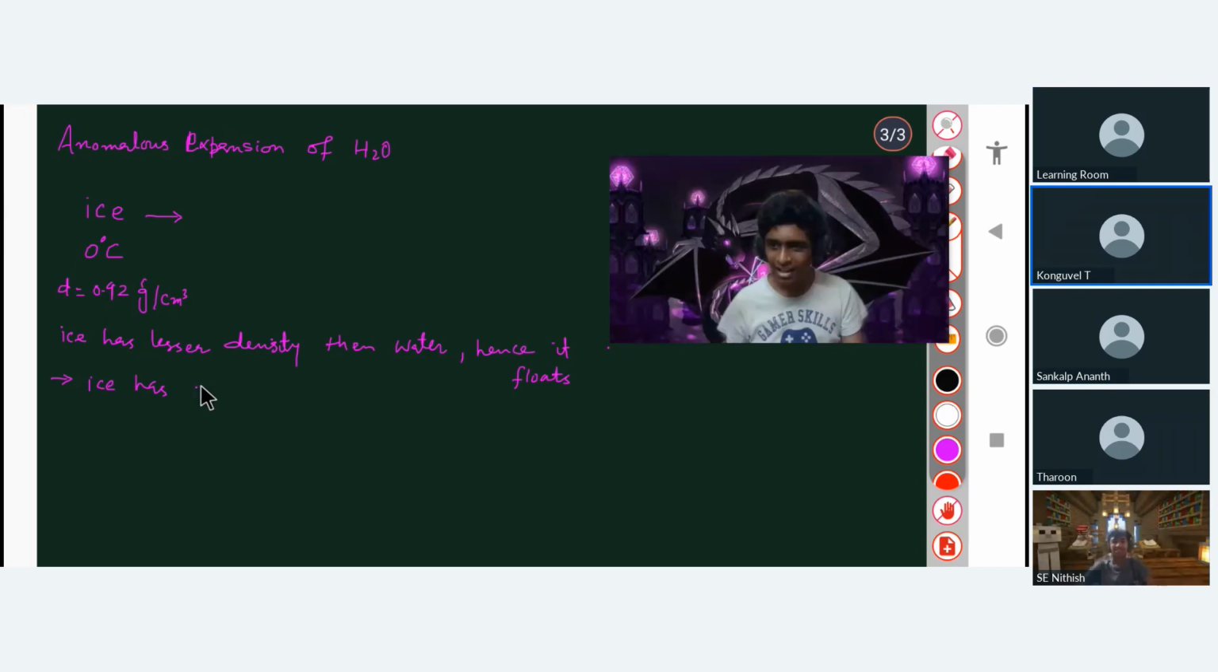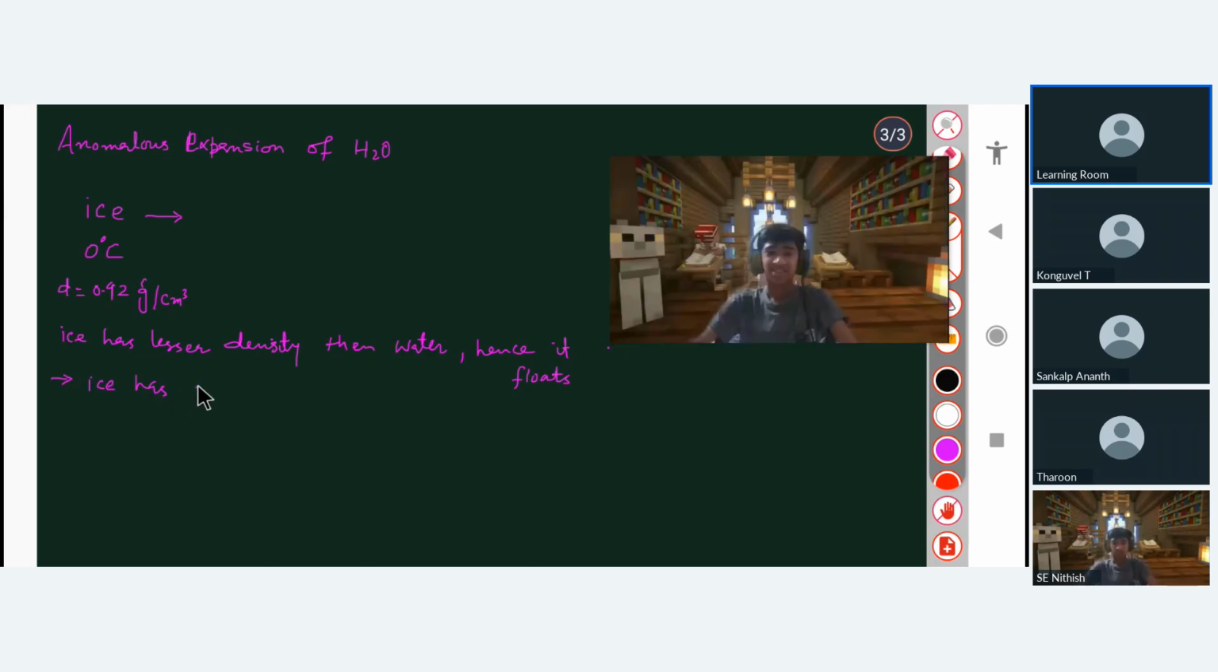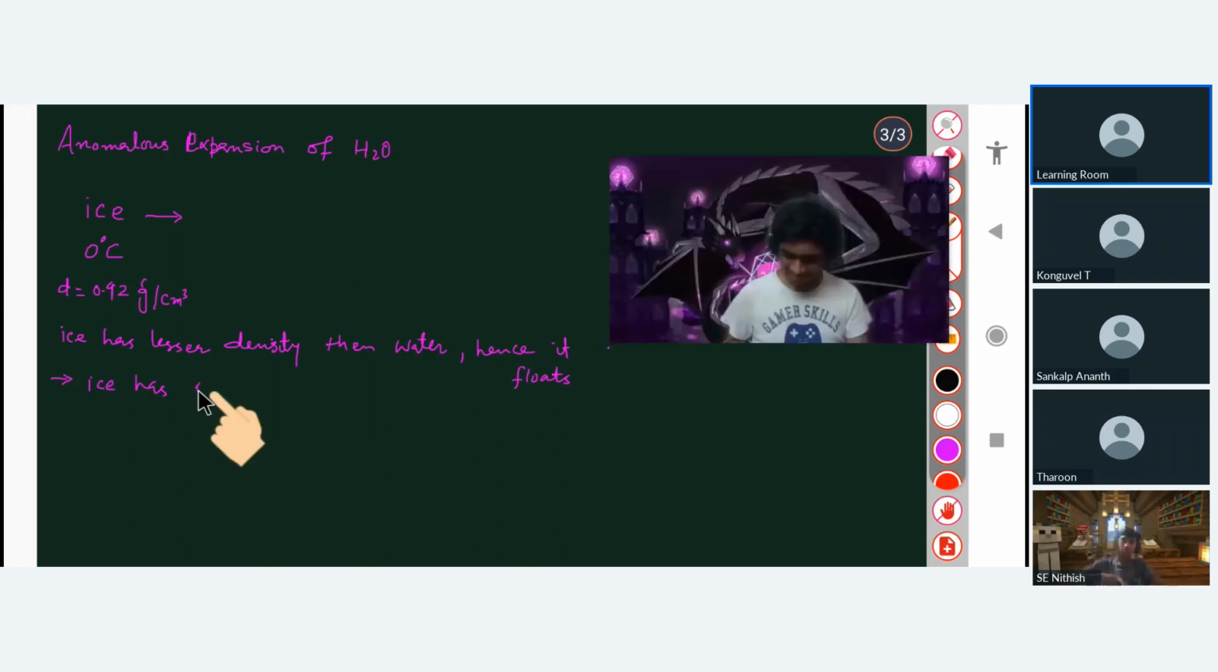Okay, don't worry. Why does ice expand? I will tell you in detail. Let me explain. Ice has an open cage-like structure. Ice has a cage-like structure.